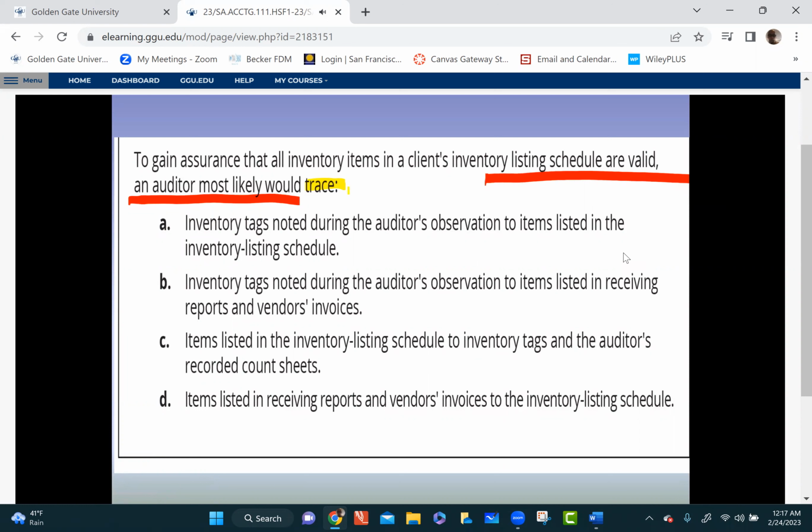Why does it say trace? It says trace because whoever wrote this question doesn't walk around saying vouch for existence and trace for completeness. They just use the word trace. So you need to know what you're doing. What assertion are you auditing? If I'm auditing the existence assertion, like Gabe said, then what would be the correct procedure here? You can go ahead and answer that using the poll.